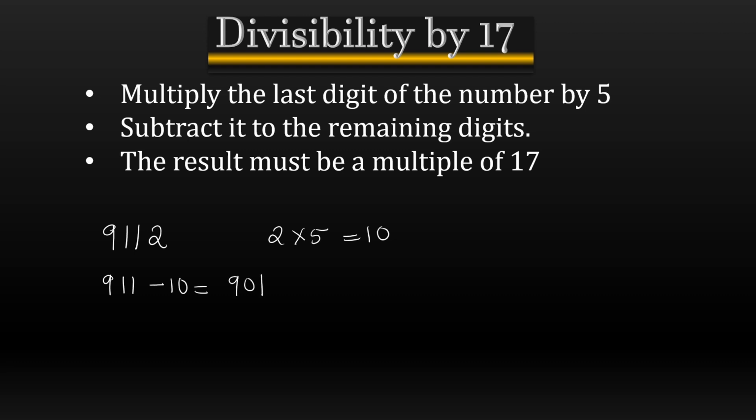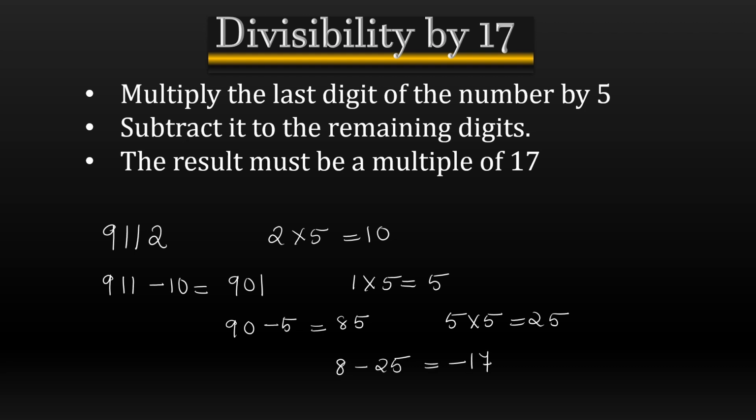901. Again, multiply the last digit by 5. That is 1 into 5 is equal to 5, and subtract it from the remaining digits. That is 90 minus 5, we get 85. Again, we can do the same method as above. That is, multiply the last digit by 5, we will get 25 and subtract it from the remaining digits. That is 8 minus 25, we will get minus 17. That is a multiple of 17. Hence, we can say that 9,112 is divisible by 17.